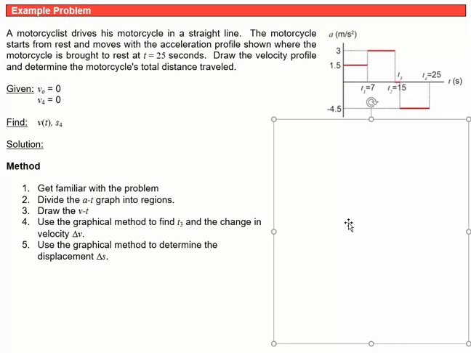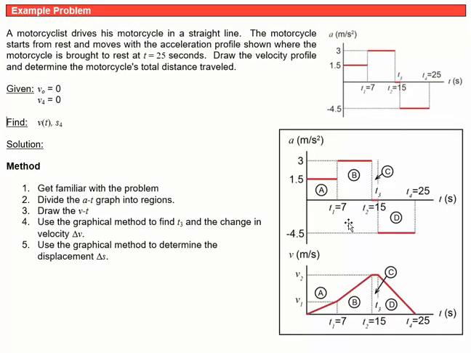All right, so here is the velocity curve. We can draw this without knowing things. We know the shape, right? So we've divided the acceleration into its regions. So it has 4 regions. And the velocity is also going to have 4 regions.